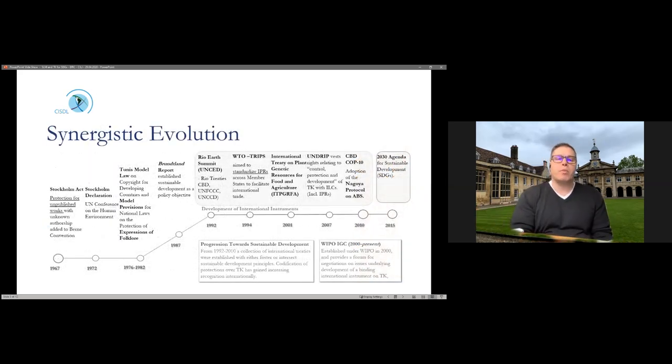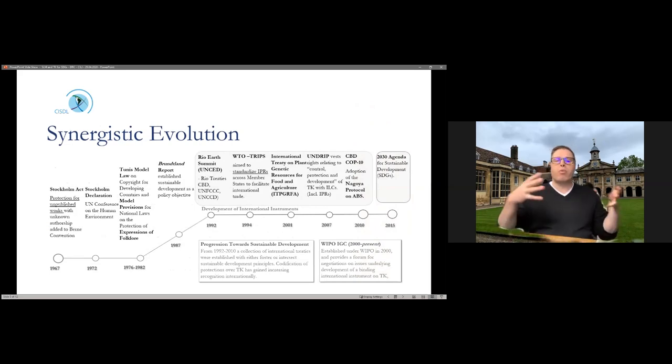Now, sustainable development and the recognition of traditional knowledge in many ways have had a synergistic evolution. It started with a recognition of protection of unwritten works, and then the articulation of sustainable development as a development priority internationally, and then recognition of folklore, and then actually introduction of sustainable development as an aspect of the nomenclature of international developmental discourse, right?